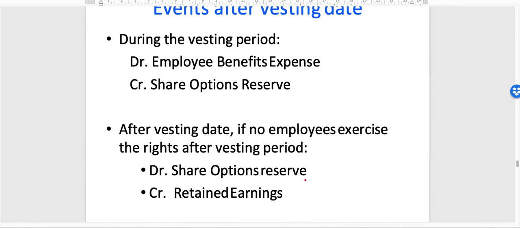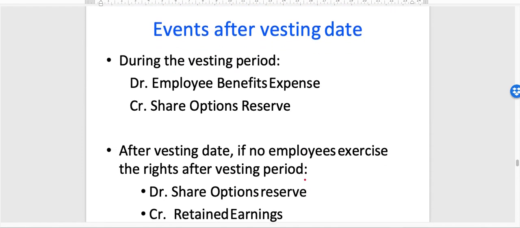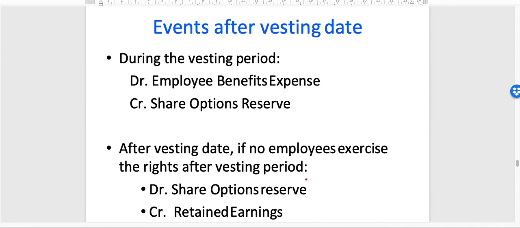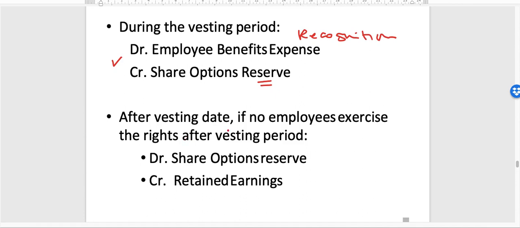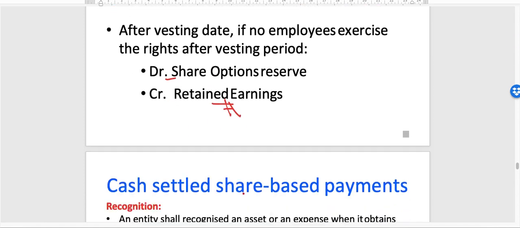So that's the calculation. Alright, next, this is event after vesting date. That means whether or not the company is able to exercise the share-based payment. During the vesting period, you have recognized this. This is a recognition. So you pass the entry, debit the expenses, and you credit the reserve. But after the vesting date, you identify that none of the employees are entitled to the benefit. So you don't have to pay them or issue the shares. So what you do, you cancel off the reserve, you debit the reserve, and you transfer that into the retained earnings.